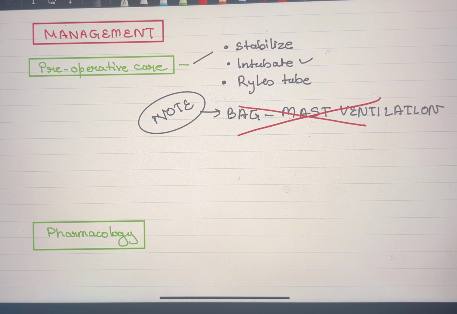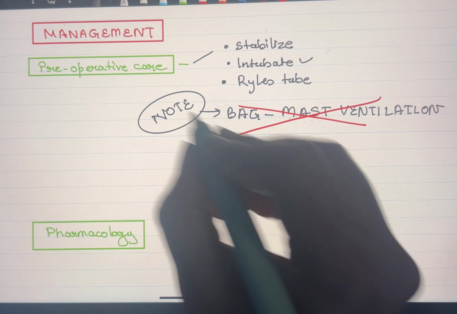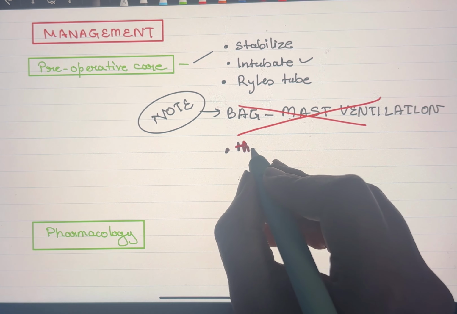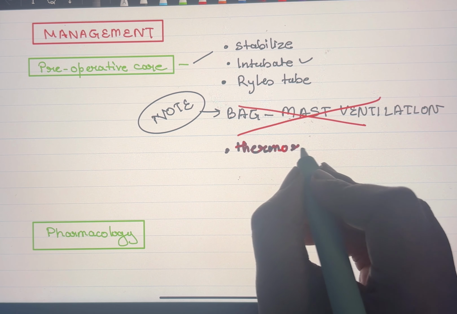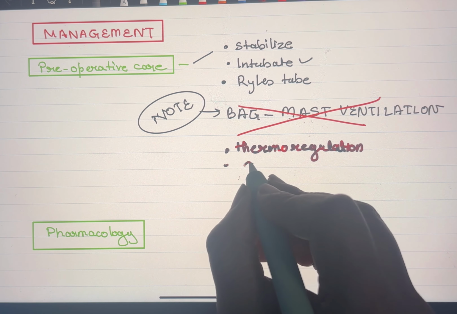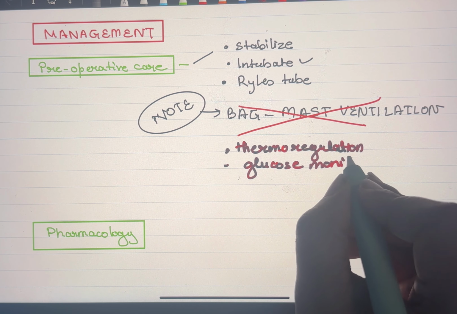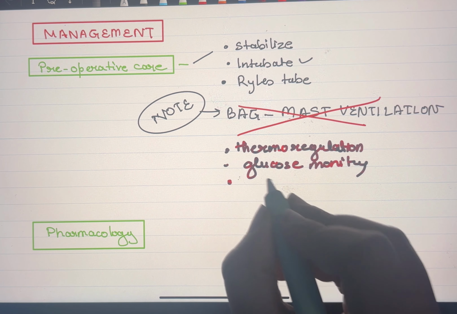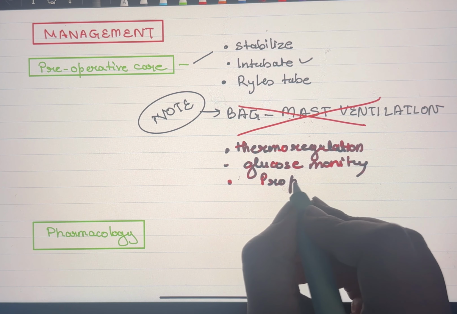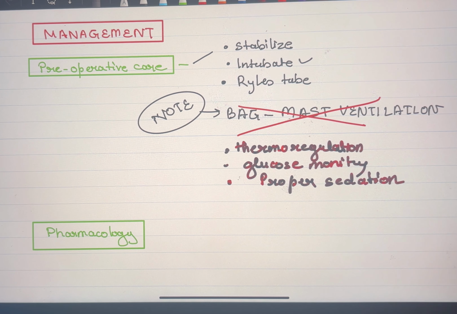Apart from that, we will see thermoregulation, glucose monitoring, hemodynamic stability, and proper sedation. Fine. These are the preoperative care.